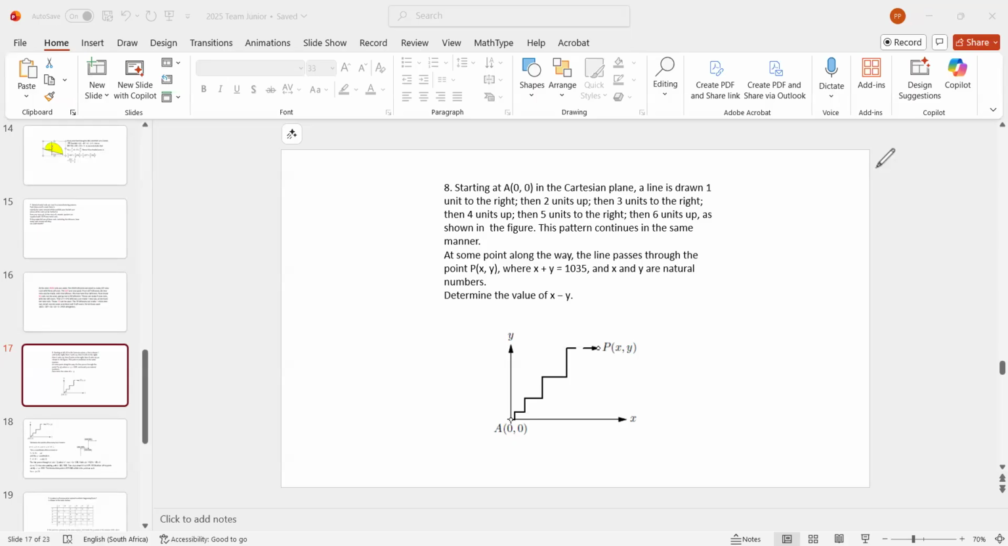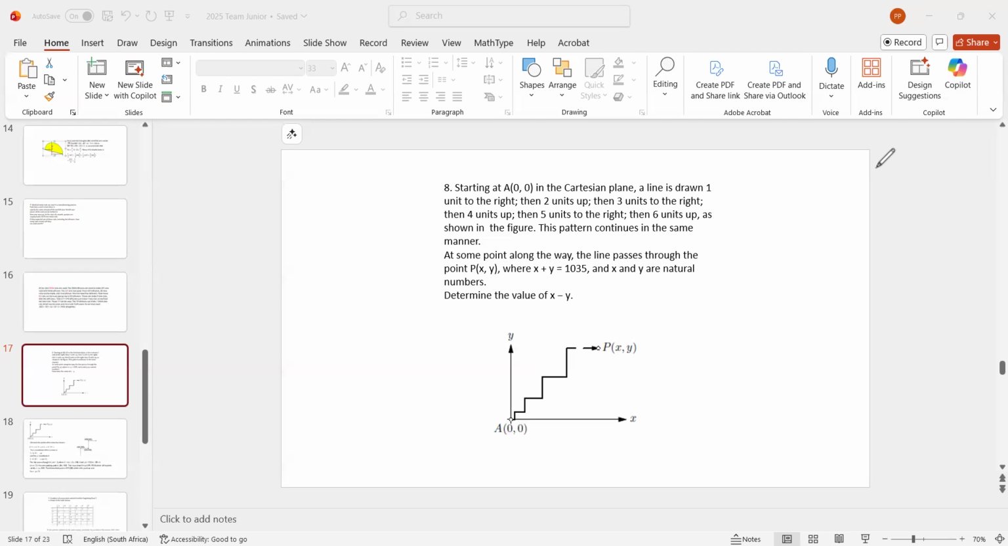So let's get on to the next question, which is question 8. It reads as follows: starting at (0,0), as you can see in the diagram here, (0,0), in the Cartesian plane, a line is drawn 1 unit to the right.